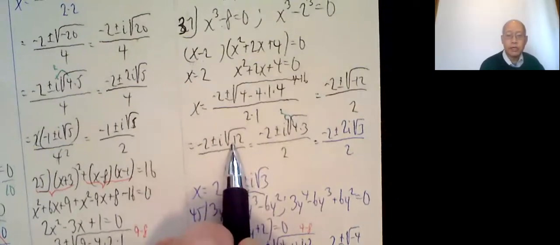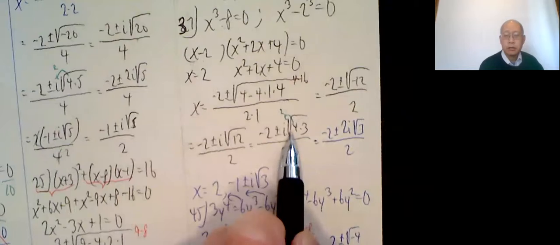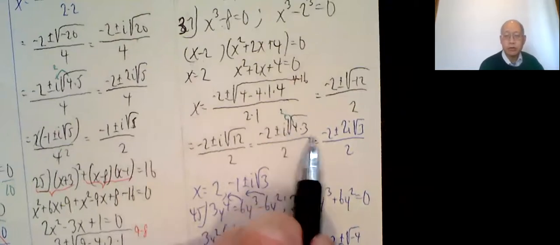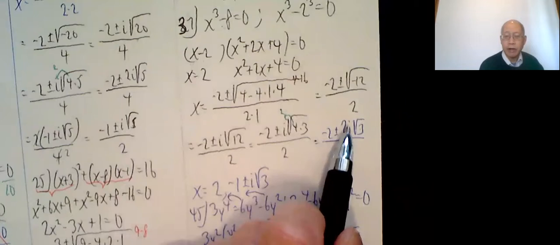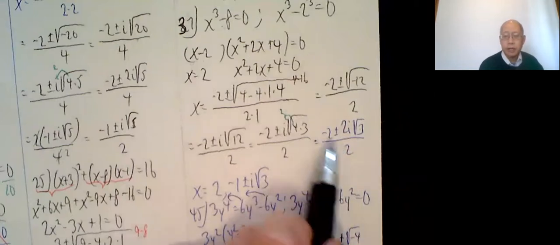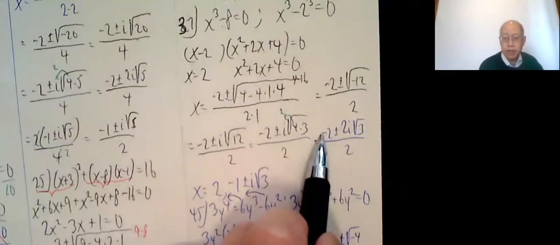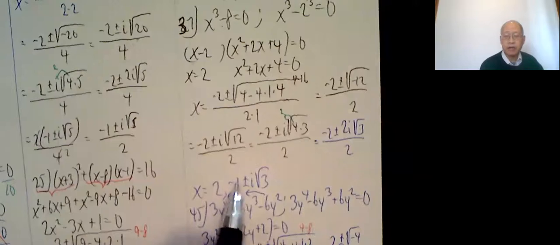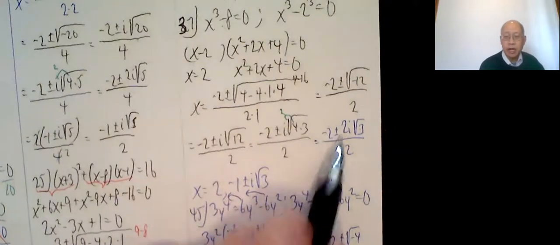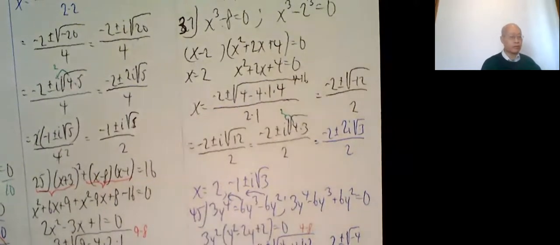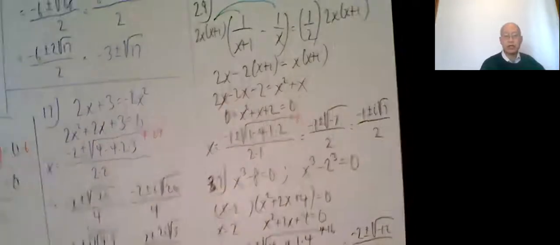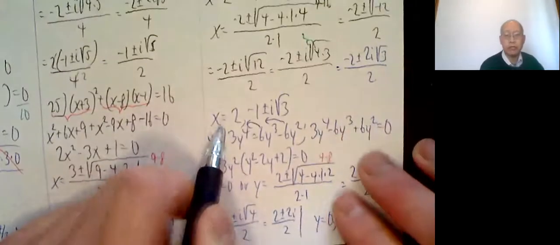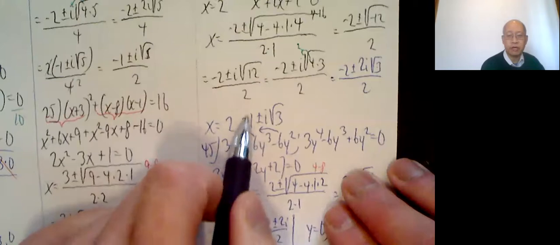Okay, 12 is 4 times 3. So take out the 4, it becomes a 2. So negative 2 plus or minus 2 i radical 3, over 2. Cancel the 2 here, cancel the 2 here. So negative 2 divided by 2 is negative 1, plus or minus, cancel, i radical 3. And don't forget the 2 that we originally had way back up at the beginning. So my 3 solutions are 2, the nice one, and then the not nice ones are negative 1 plus or minus i radical 3.